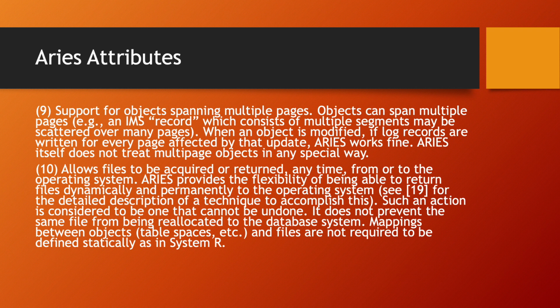Allows files to be acquired or returned anytime to the operating system. ARIES provides the flexibility of being able to return files dynamically and permanently to the operating system. Such an action is considered to be one that cannot be undone. It does not prevent the same file from being relocated to the database system. Mappings and files are not required to be defined statically as in System R.